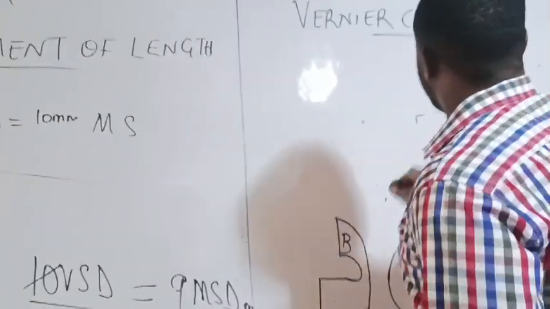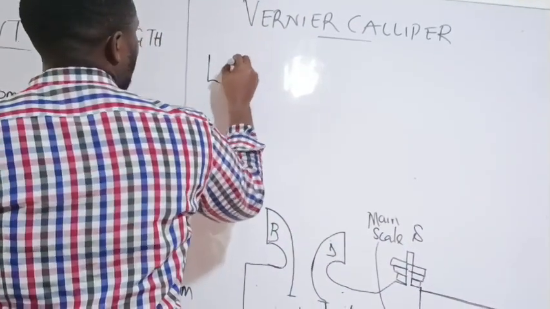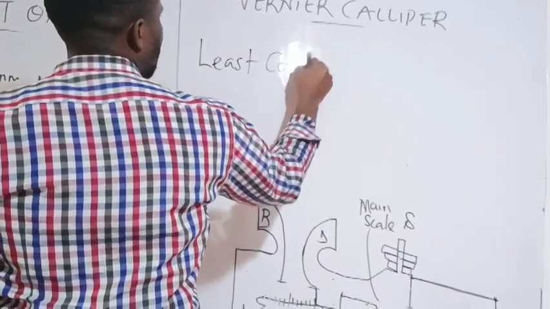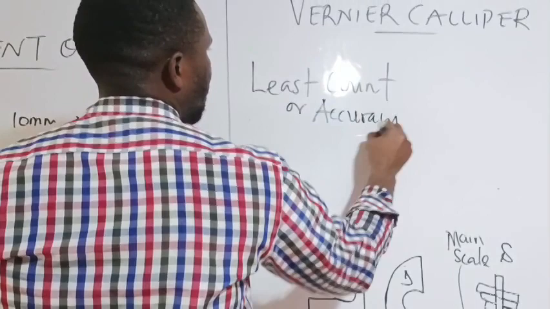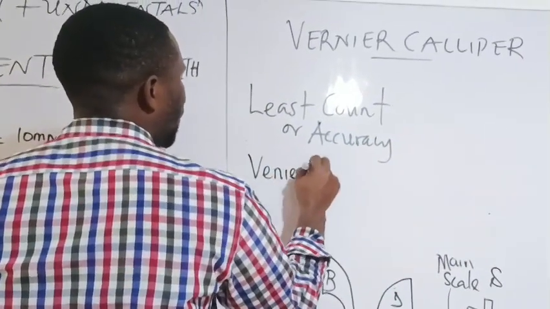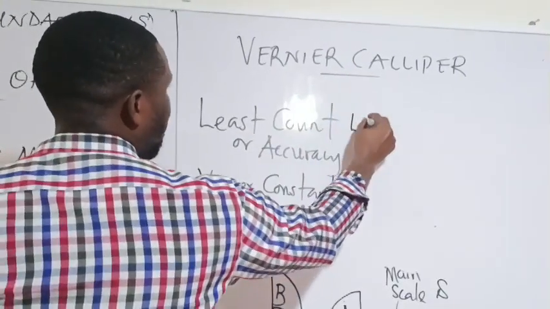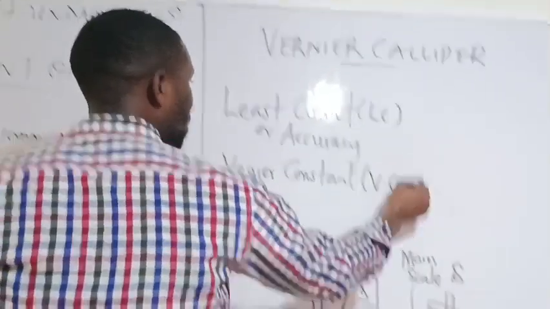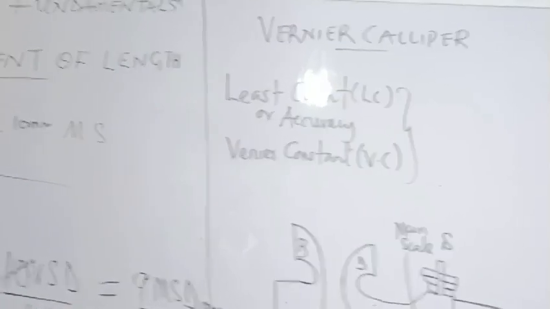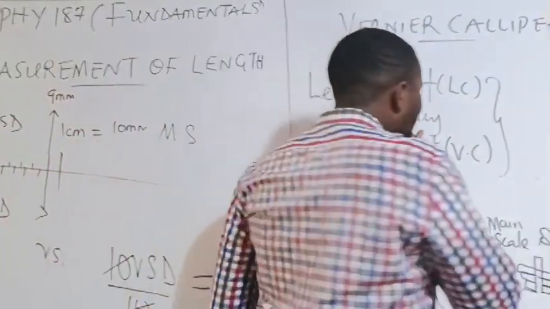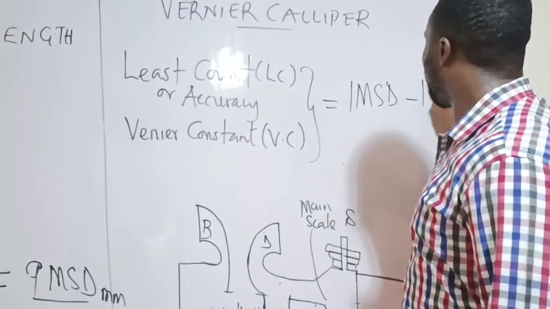The least count of the Vernier scale we also call accuracy, or we could use the word accuracy. At times they use the term Vernier constant. It means the same thing. So this is LC, and this is VC, as you like it. They all mean the same thing. That's the shortest distance the Vernier scale could slide across the main scale, like I just showed you earlier. Now the least count is simply 1 main scale division minus 1 Vernier scale division.